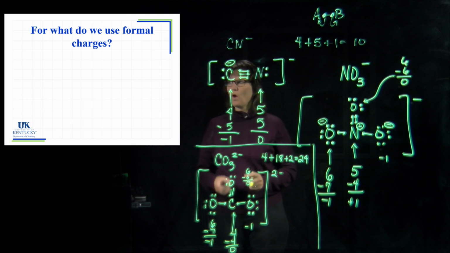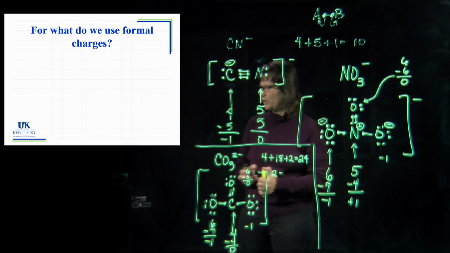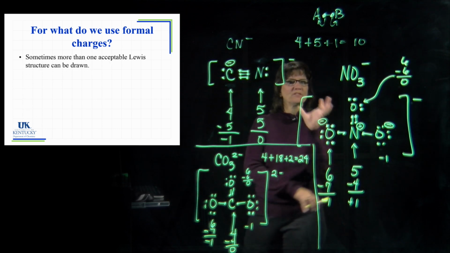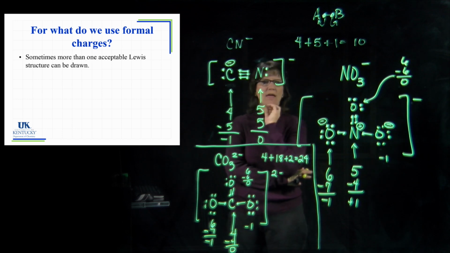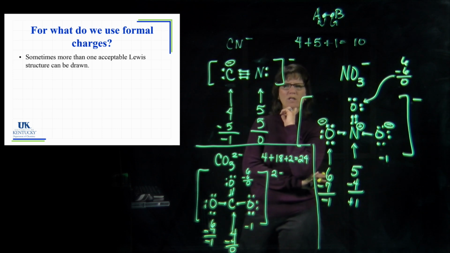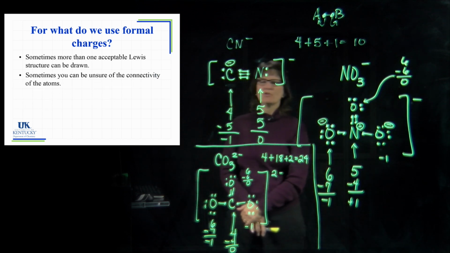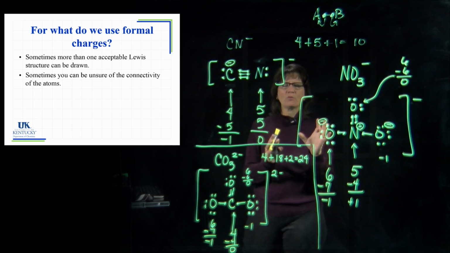All right, for what do we use formal charges? Why in the world would we use formal charges? Well, sometimes you can draw more than one Lewis structure that obeys the octet rule, and you're going to try to figure out which one is better. All right, so sometimes you can do that. Sometimes you're not sure of how things are connected, so you're not sure what atom is connected to what.